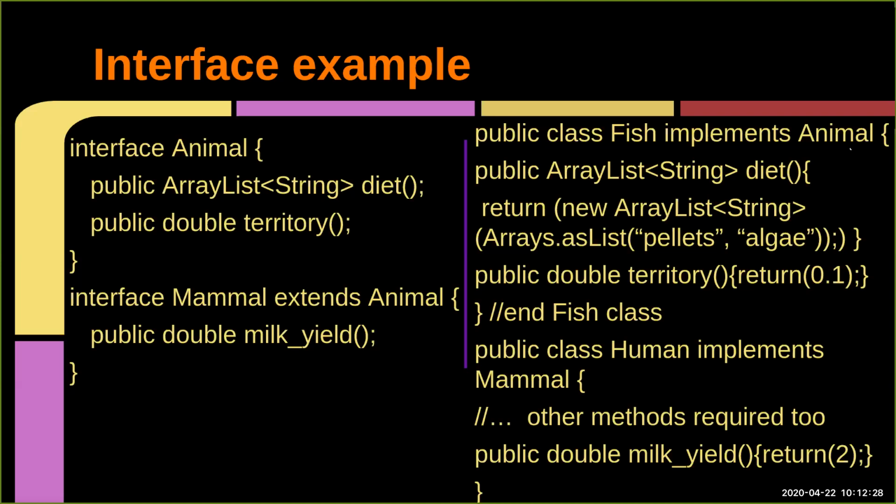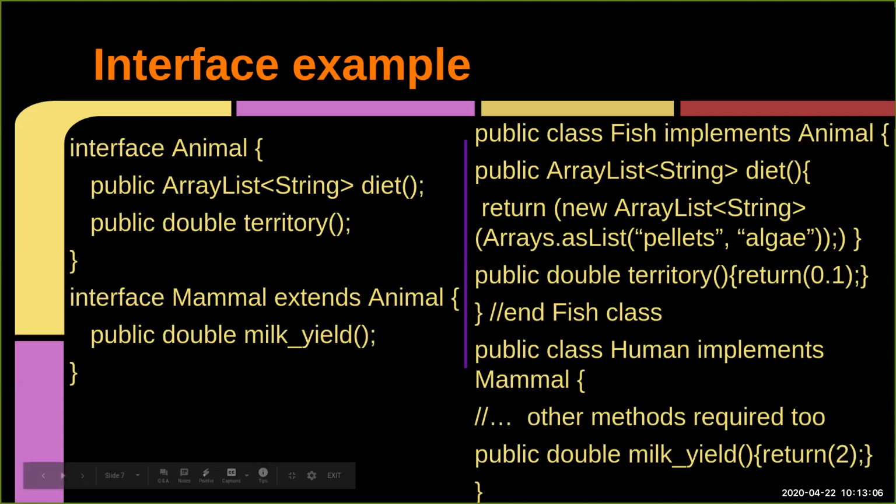So then we make a fish, and we are going to implement animal, which means that the fish has to have everything that this has. So it has to have a definition for diet and a definition for territory. And it could have lots of other private things. I was sort of running out of space on this slide, but it has diet, and it's going to return an array list that contains pellets and algae. So when somebody asks, "Hey fish, what's your diet?" it gets this array list of pellets and algae, and if somebody says territory, it's going to return this number.